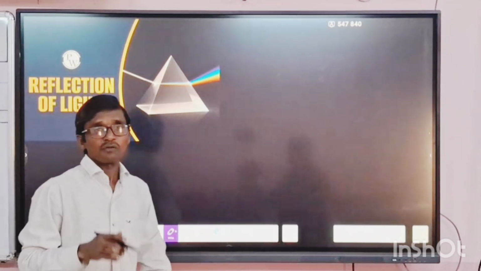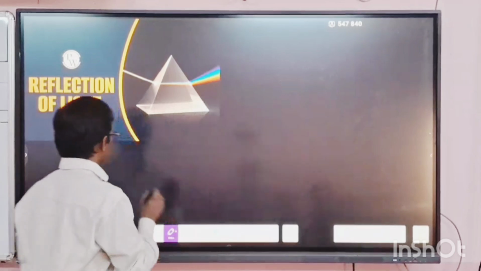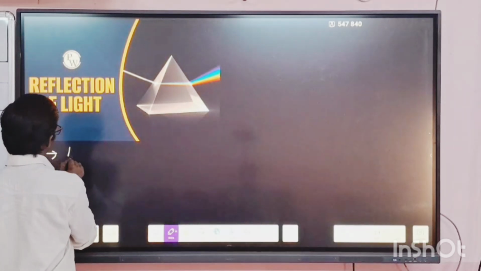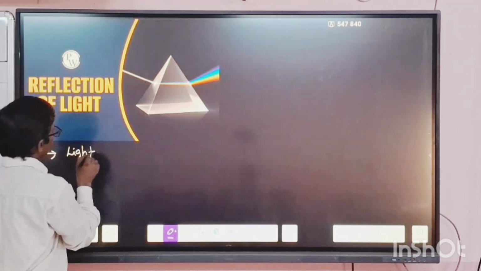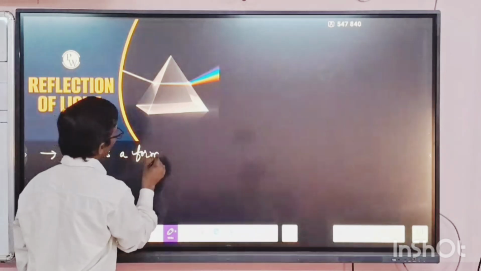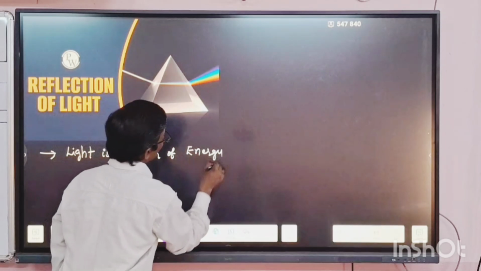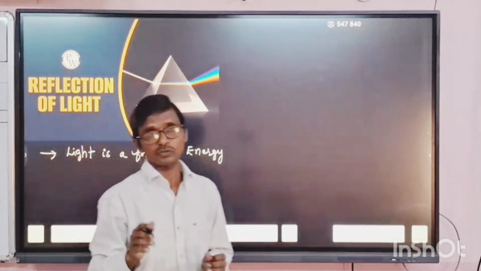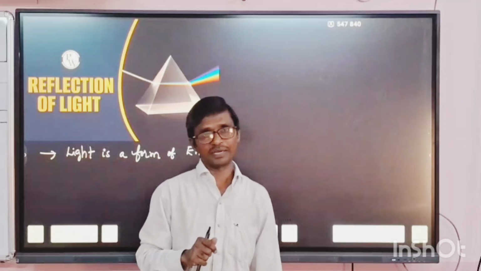Light is a form of energy. Light travels from one place to another place.